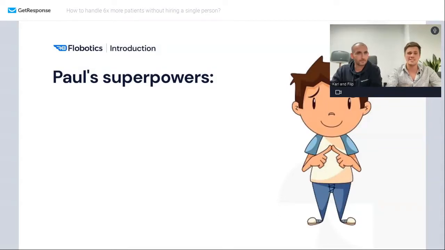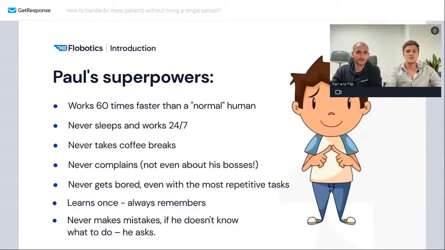But Paul, on top of that, has superpowers. Can you imagine? Real superpowers. First of all, Paul works 60 times faster than his colleagues. How is that even possible? On top of that, he never sleeps, works 24/7, never takes coffee breaks, never complains, not even about his bosses. Impossible, right? He never gets bored, even if he works on the most boring stuff. Once he learns, he always remembers and always does it right. He never makes mistakes. Well, can we look at some of Paul's work? Yeah, sure. Let's do it.